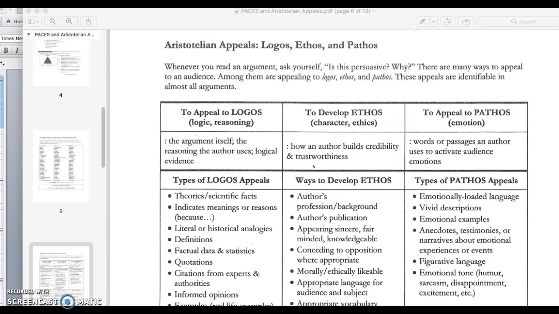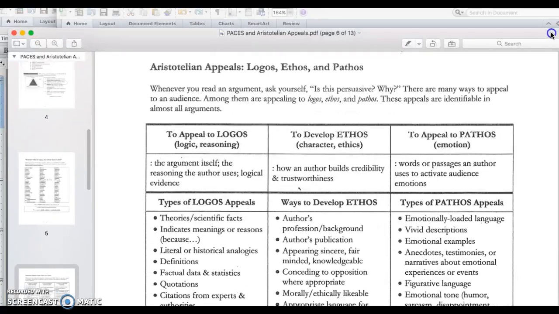Hi everyone. I want to talk a little bit about the Aristotelian appeals, logos, ethos, and pathos and your paper. And I want to focus on the thesis and a sample body paragraph, which I'm going to show you. I wrote on ethical appeal, evaluation, and analysis. So first, I just want to show you this handout.